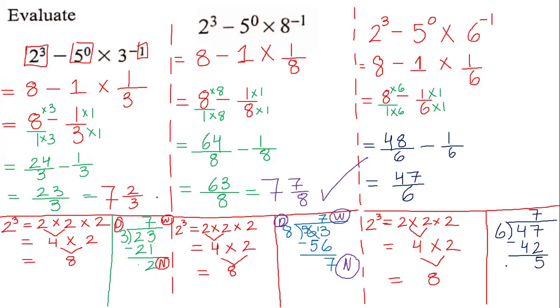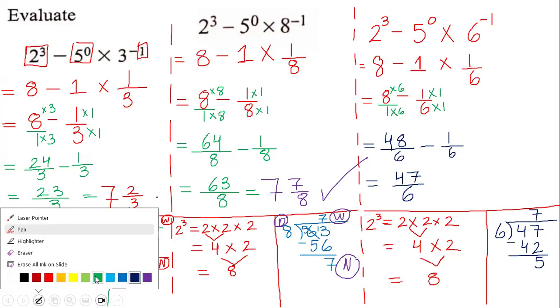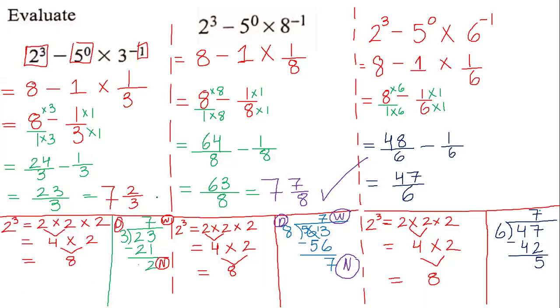So the whole number in this case is going to be 7. The numerator is going to be 5. The denominator is 6. So it's equal to 7 and 5 over 6. How many persons got that? 7 and 5 over 6.